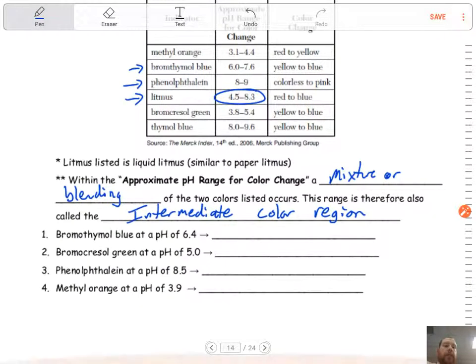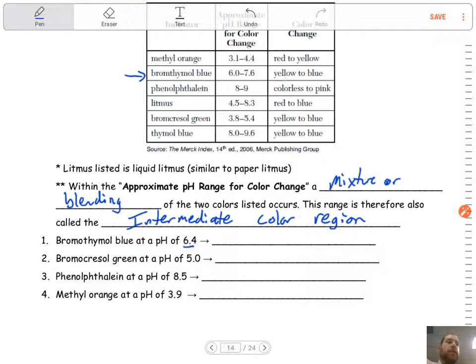So let's take a look here at a couple examples. Bromothymol blue, pH of 6.4. So what I will do is go to that indicator and look at the range. Well, 6.4 obviously falls between 6.0 and 7.6, but which end is it closer to? It's going to be closer to that 6.0, which if we look over here, the color change goes from yellow to blue. So I would put yellow down here as my answer. It's going to be yellow at that pH.